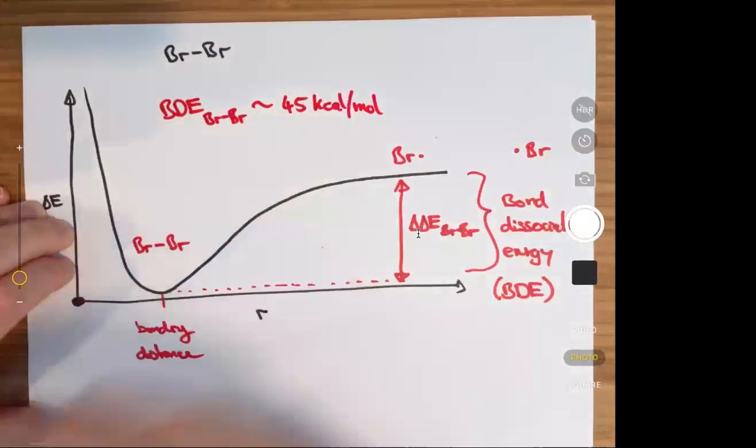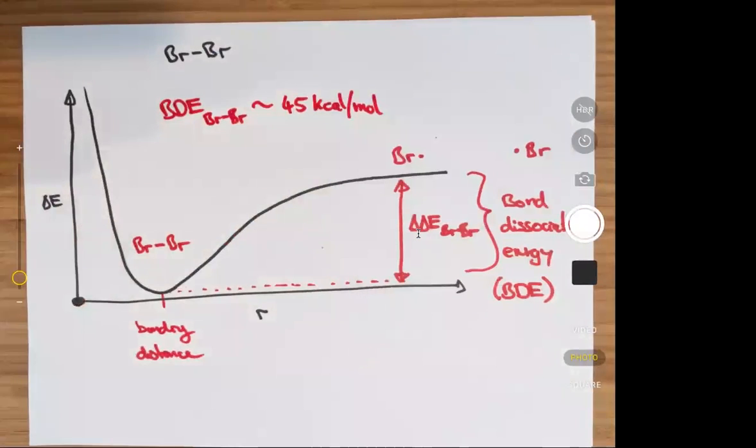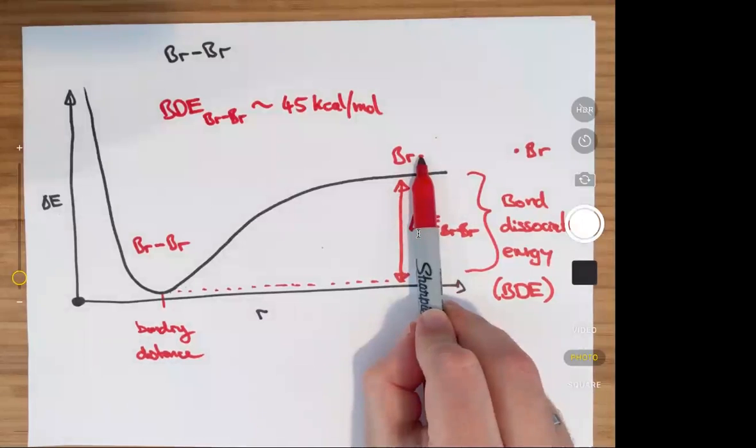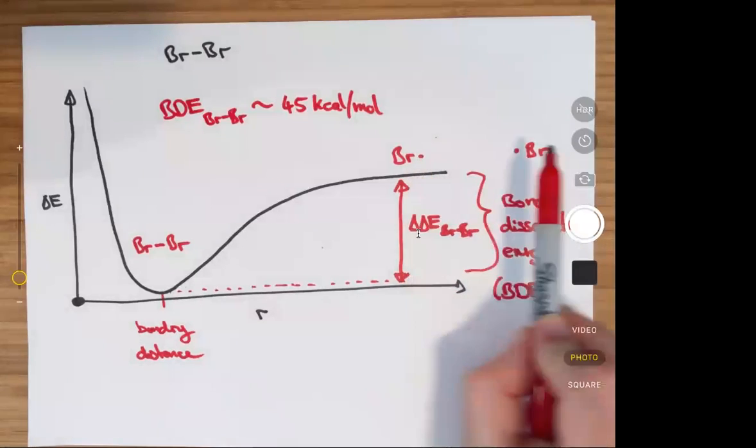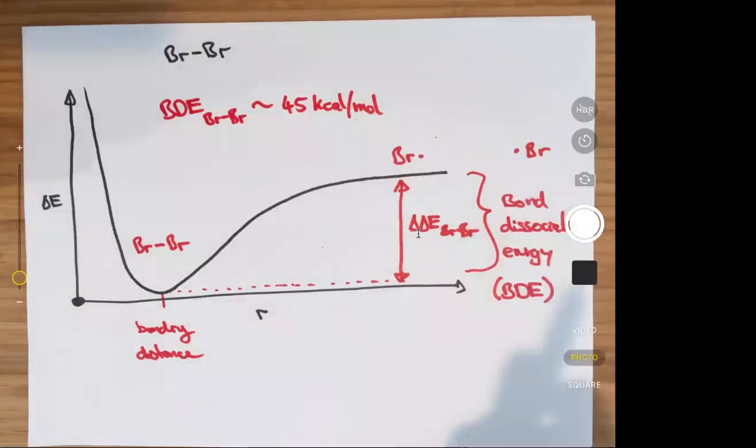So if you think about activation barriers, those are usually in the range of 10 to 20 kilocalories per mole for the polar reactions. 45 kilocalories per mole is a substantial amount of energy that you have to pump into a system in order to make this bond break homolytically, where one electron stays with one bromine and the other electron stays with the other one.